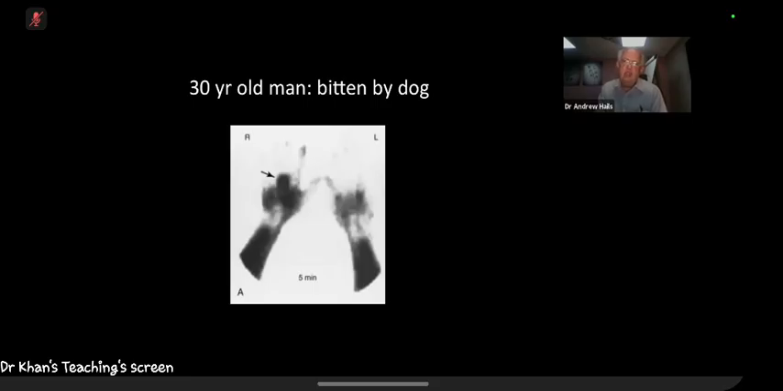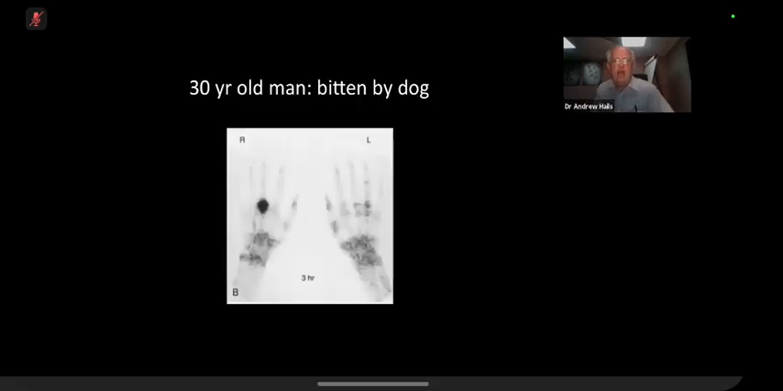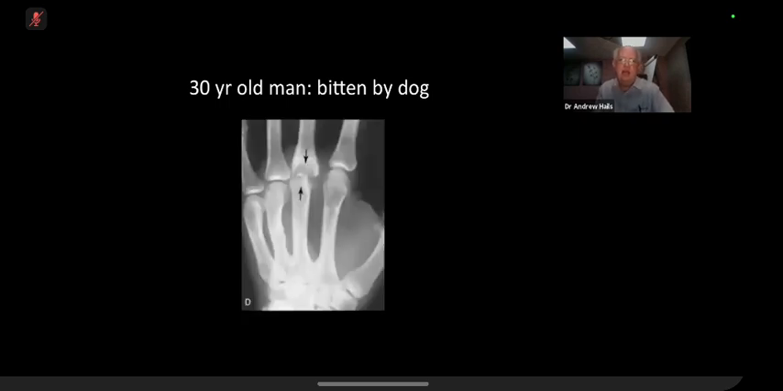Right, I think I will just go through this one. 30-year-old man bitten by a dog. So that's a blood pool image, a 5-minute image. I haven't shown you the blood flow images. And that's the delayed bone phase image done at 2 or 3 hours. And this is on either side of the joint, and that is a septic arthritis.